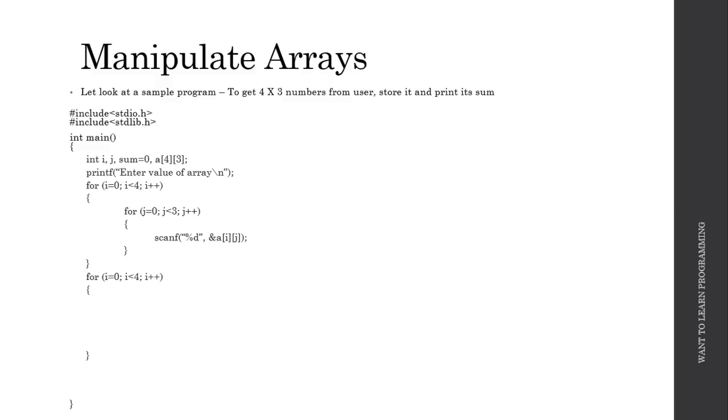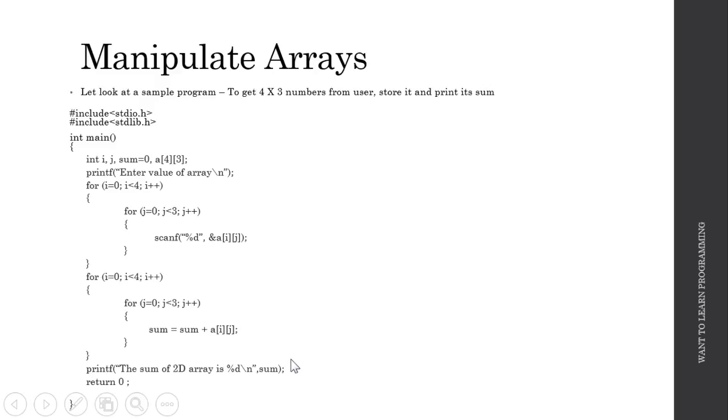Next, we'll have to print its sum. To do that, let's calculate the sum. We use similar loops: i is equal to 0, i is smaller than 4, i plus plus, j is equal to 0, j is smaller than 3, j plus plus, and then we do the common sum is equal to sum plus a[i][j]. Next, outside the loop, we write the sum of 2D array is, and print its sum, and then we write return 0. I recommend again that you execute this program in Code::Blocks to check how to manipulate arrays.